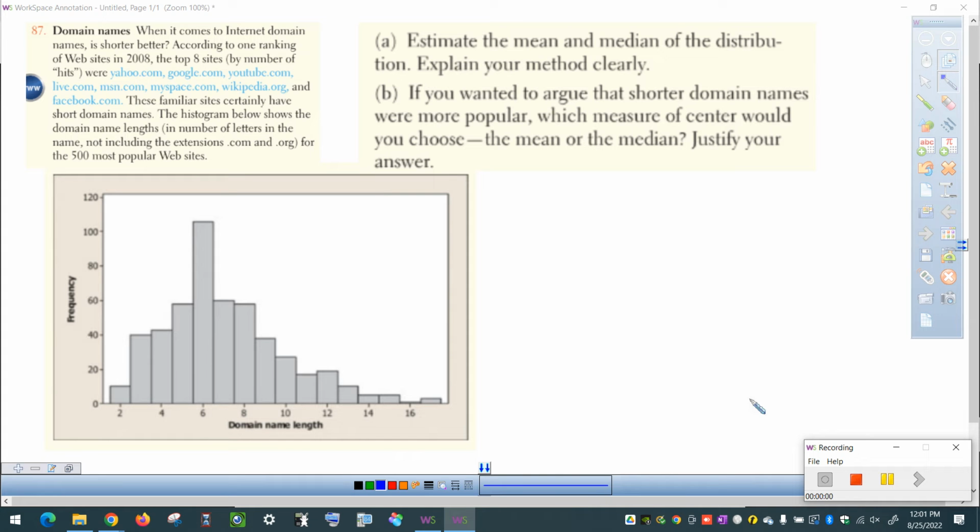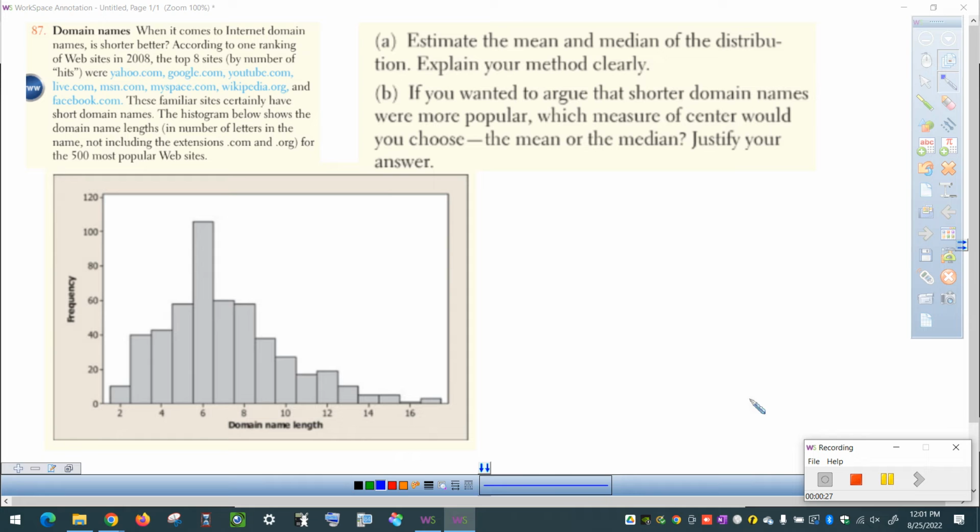Hi everyone, we had a great question come in on number 87, coming from page 70 after the first 1.3 lesson. This question is about domain names, and it's asking when it comes to internet domain names, is shorter better? According to a ranking of websites from back in 2008, the top 8 sites by number of hits are listed here, and these familiar sites certainly have short domain names.